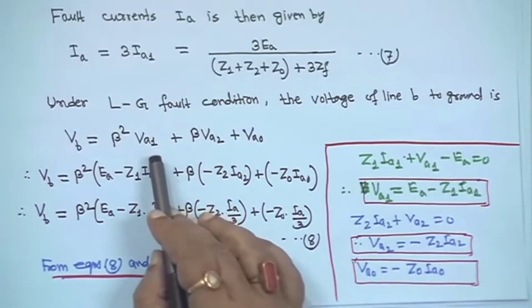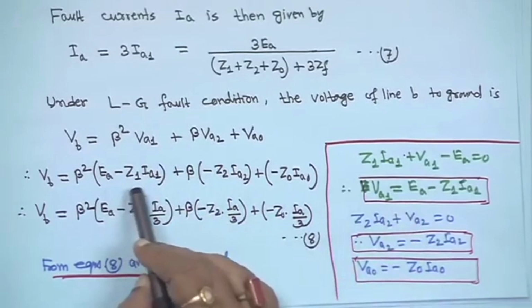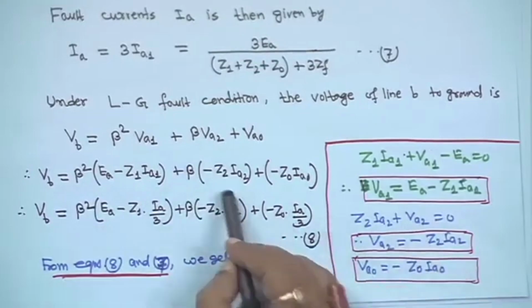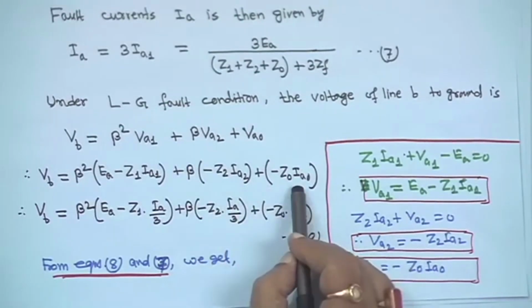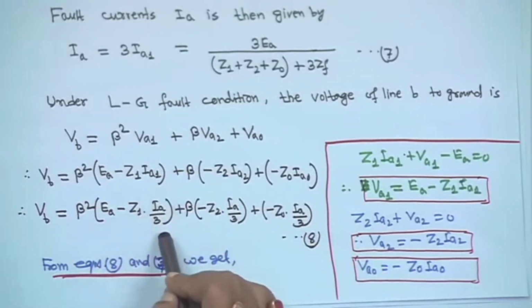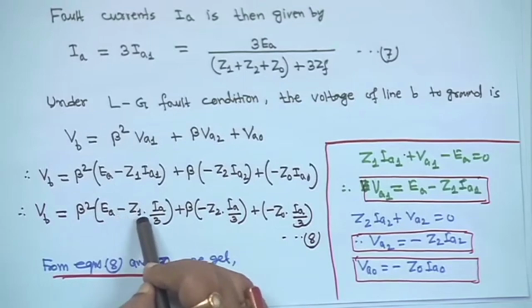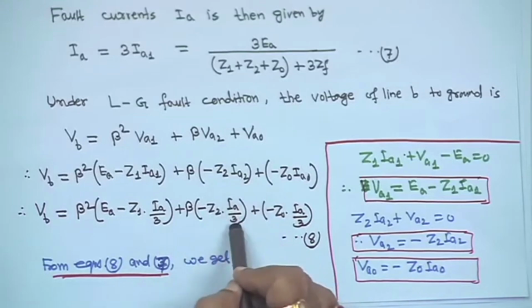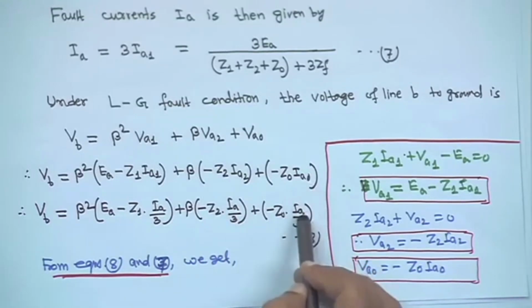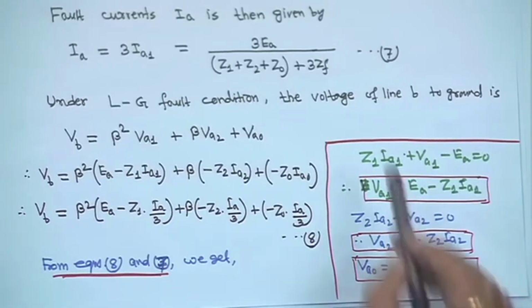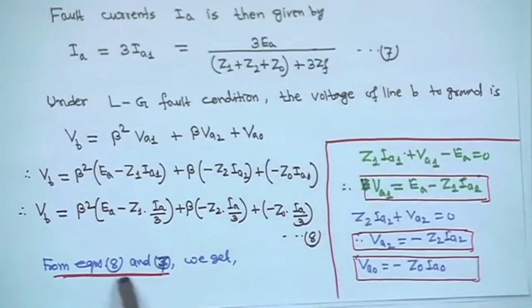So, here in the expression of VA1 we are substituting EA minus Z1 I1 into beta square, then plus beta into that VA2 is equal to minus Z2 IA2 plus this minus Z0 IA0, or VB is equal to, we can write that IA1 is equal to IA2 is equal to IA0 is equal to IA by 3, we know that. So, it will be EA minus Z1 into IA by 3 plus beta into minus Z2, instead of IA2 we write IA by 3, plus minus Z0 and IA0 is equal to IA by 3. This is equation 8.